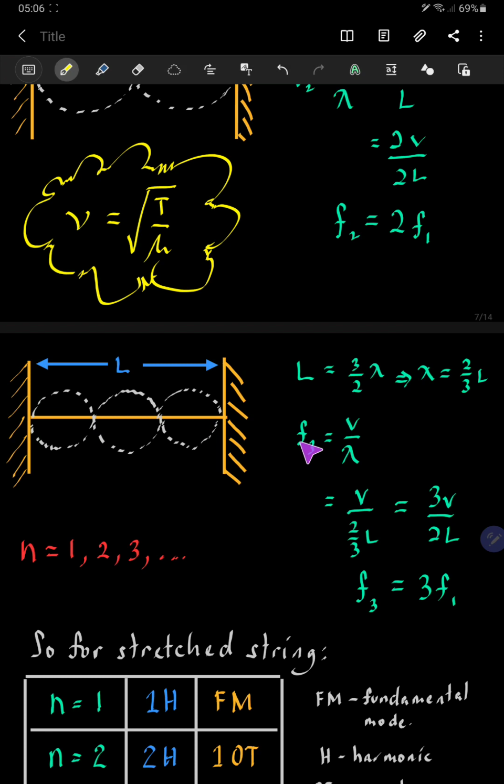So we are discussing F3 equals V over lambda, which is 2 over 3L. By rearranging the equation, you will get 3V over 2L equals F3. Again, V over 2L now gives you F1, isn't it? So it equals 3F1.